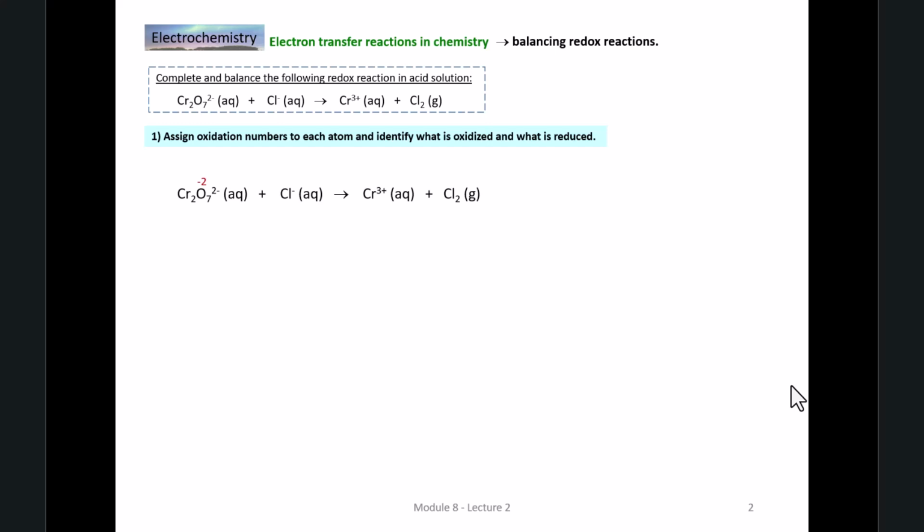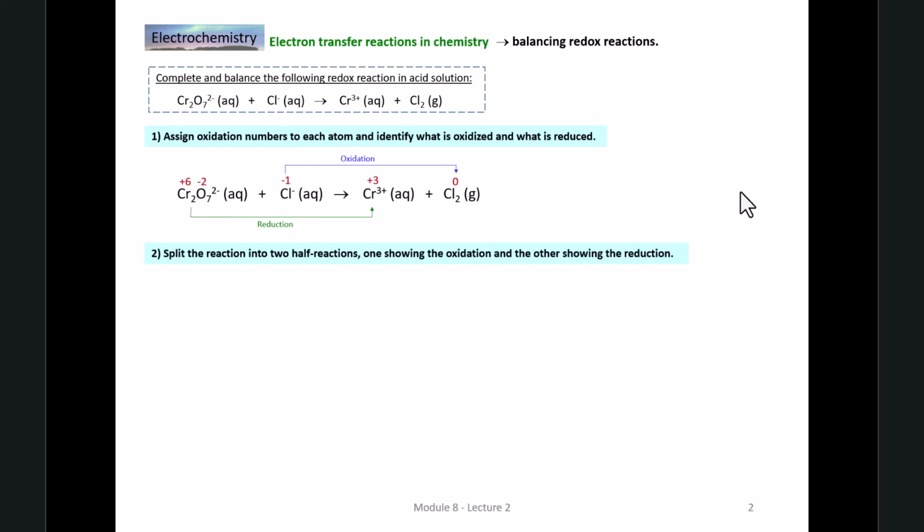Well, of course, on the left, each oxygen would be -2, each chromium is +6, each chloride is -1. Now remember, we're just assigning oxidation numbers using the guidelines and the reasoning outlined in the first lecture. Oxidation number of chromium 3+ would be +3. The oxidation number of elemental chlorine is 0. So we see right away that it appears to be chromium that's reduced and chloride that's oxidized in this reaction.